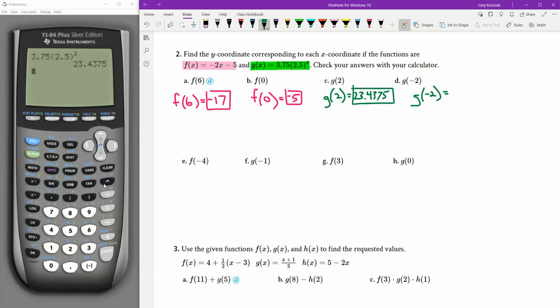When you're plugging in a negative number for an exponent, you might need to use parentheses on your calculator. Depends what model you have. A lot of the newer ones you don't, but if you've got one of my old yellow ones, you might have to do parentheses -2, which is 0.6, so 0.6.